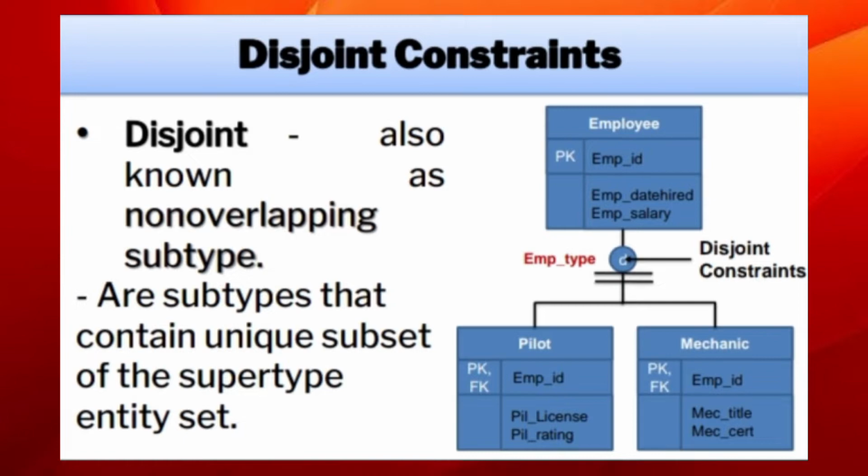Identifying whether your subtype is disjoint or overlapping. Disjoint, also known as non-overlapping subtype, are subtypes that contain a unique subset of the supertype entity set. Mugamit aning disjoint, guys, if ang atong subtype is unique or gi-specified na. For example, ang employee gi-specified into pilot or mechanic.